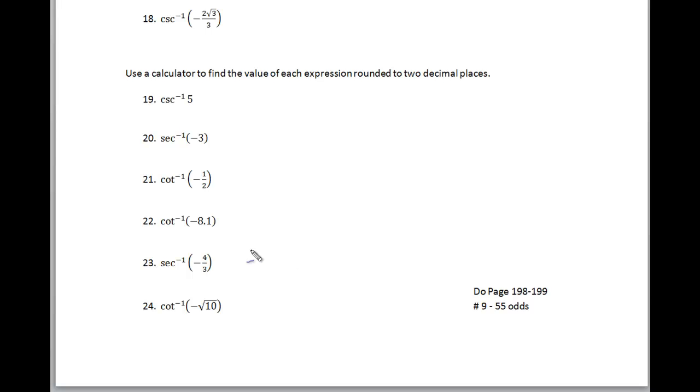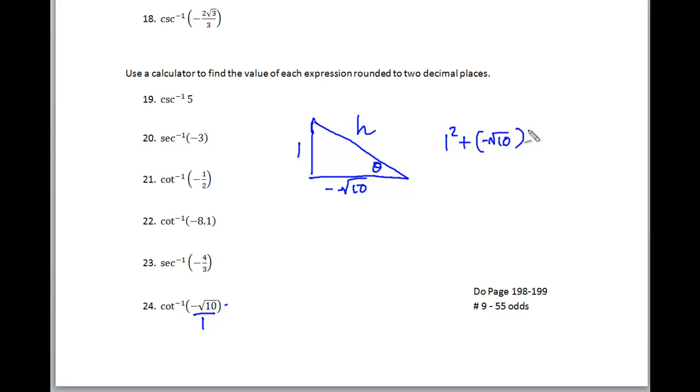Okay, problem 24, our last step, again, is in the second quadrant. I feel bad about having 3 problems in the second quadrant. This is negative square root of 10 and 1, because this is the adjacent over the opposite. So we're going to find out h, and we're going to have our setup, which is 1 squared plus negative square root of 10 quantity squared is equal to h squared. So 1 plus 10 equals h squared. Because the square of a negative is positive, the square of the square root of 10 is 10. So we got 11 equals h squared, and then we take the square root of both sides to get h.